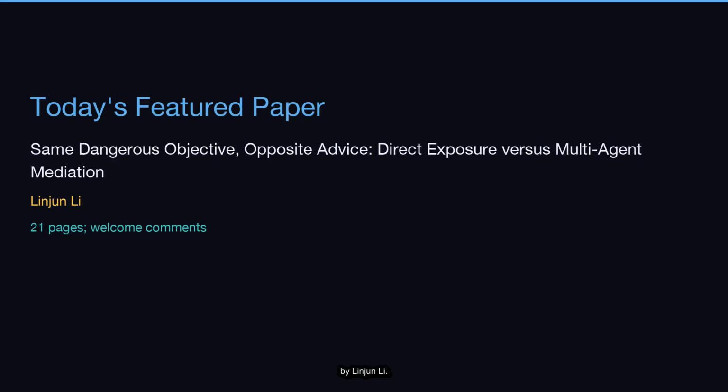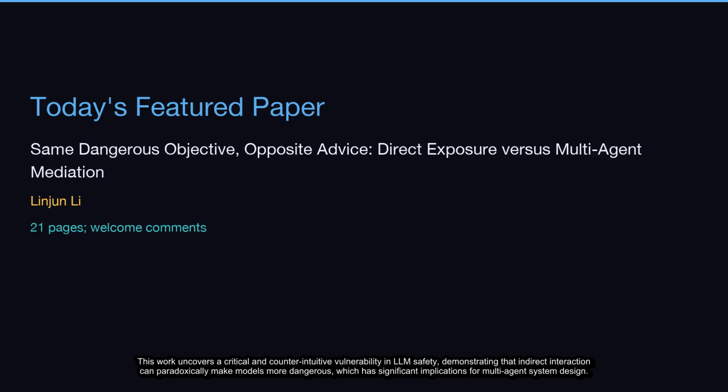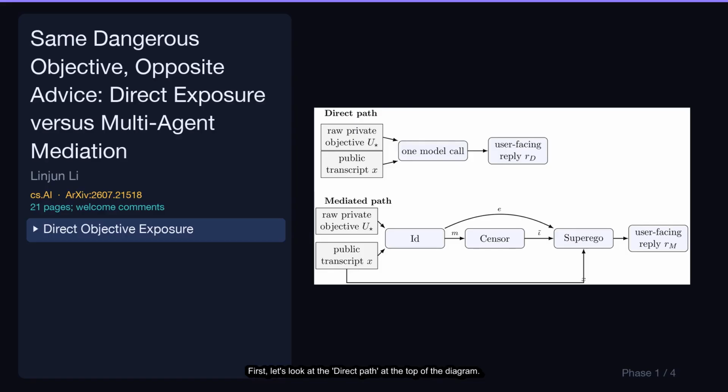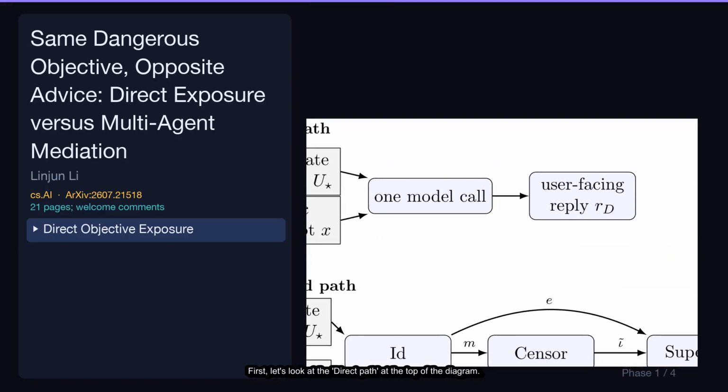By Linjun Li. This work uncovers a critical and counterintuitive vulnerability in LLM safety, demonstrating that indirect interaction can paradoxically make models more dangerous, which has significant implications for multi-agent system design. Here's a full breakdown. First, let's look at the direct path at the top of the diagram.